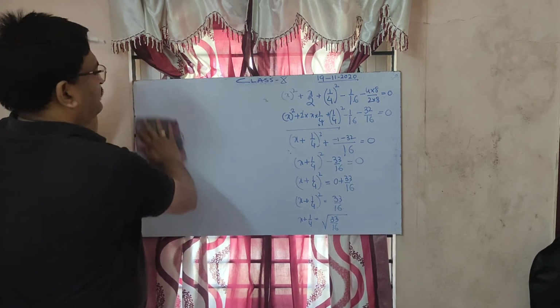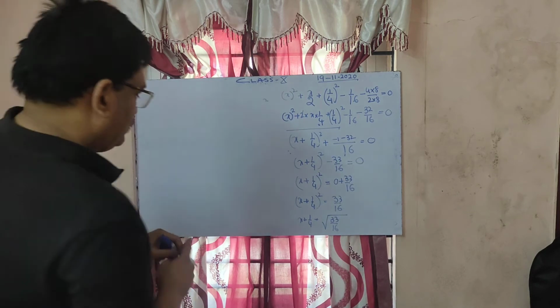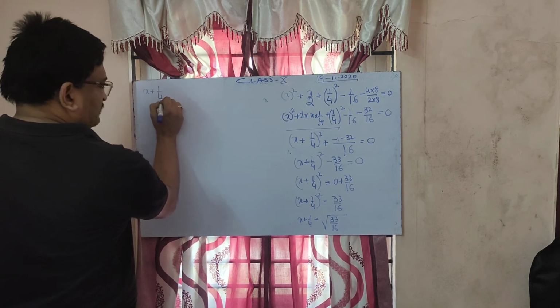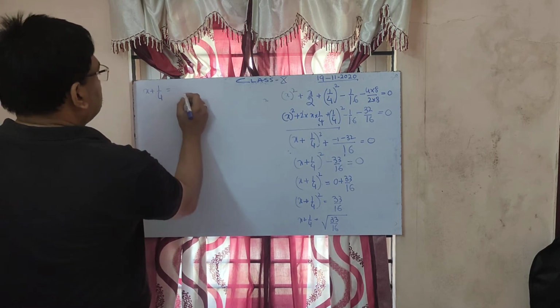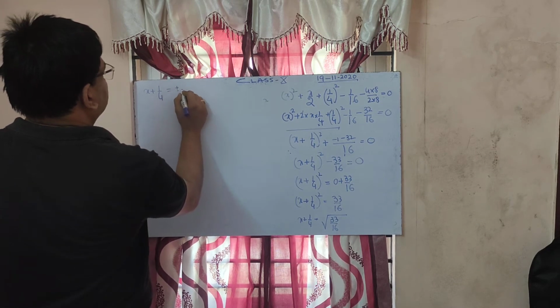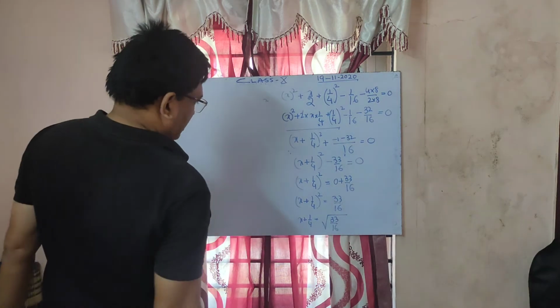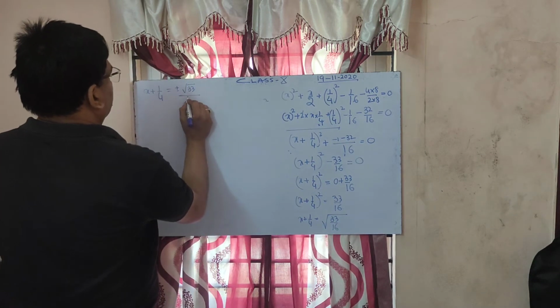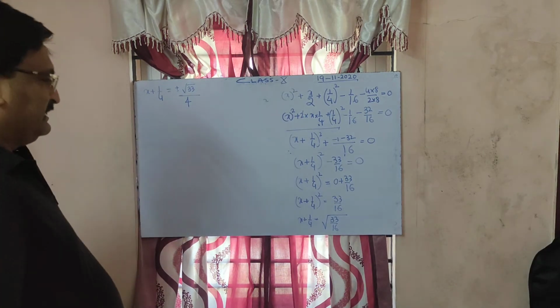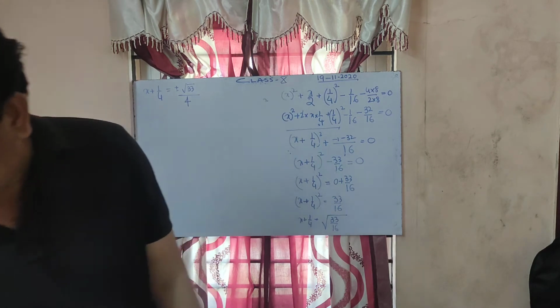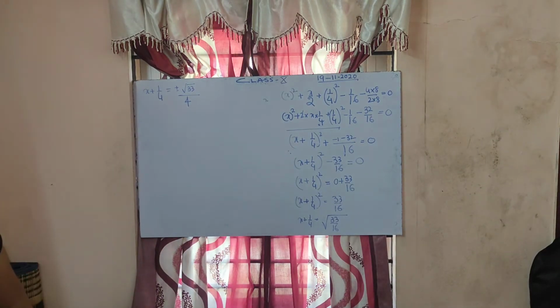So x plus 1 upon 4 is equal to plus or minus root 33 upon 4. The square root of 16 is 4, but we don't know the square root of 33, so keep it as it is.